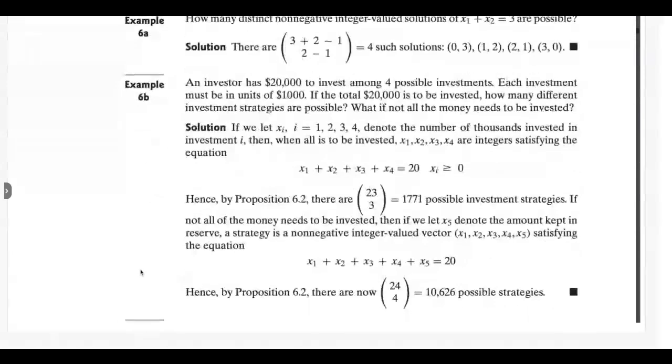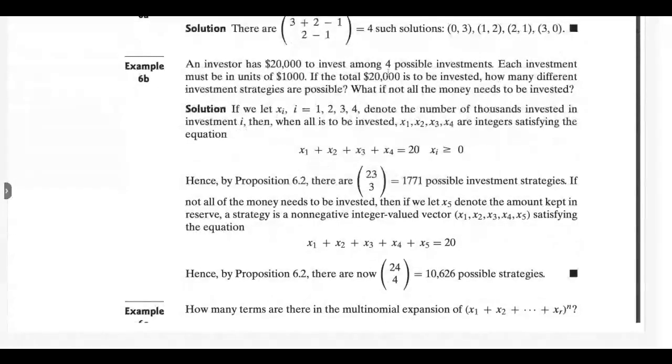This is 6b. The investor has 20,000 to invest among 4 possible investments. Each investment must be in units of 1,000. If the total of 20,000 is to be invested, how many different investment strategies are possible? Right. So four investments. n equals 20,000, r equals 4, and each one has to be in units of 1,000. It could be 1,000, 2,000, 3,000, and so on.